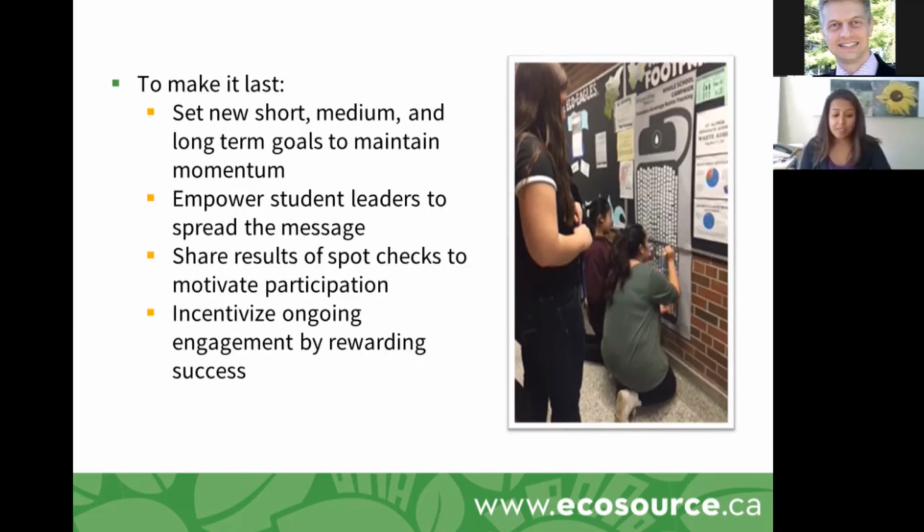We definitely want to make the campaign, or rather the results from the campaign, last. So it's essential to have, for the school's benefit, clear and realistic goals, short-term, medium, and long-term, that you can work towards. This can keep the campaign going even after you officially end, even if you just want to conduct school spot checks and things like that.